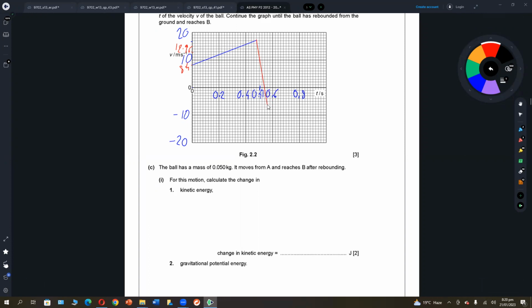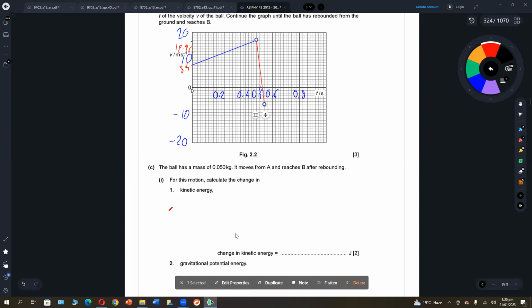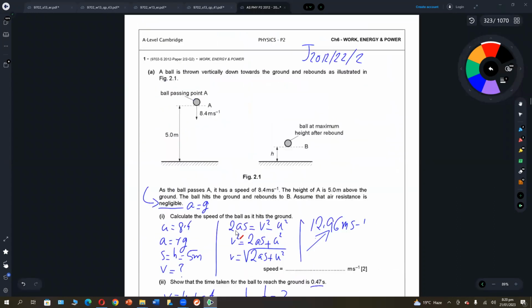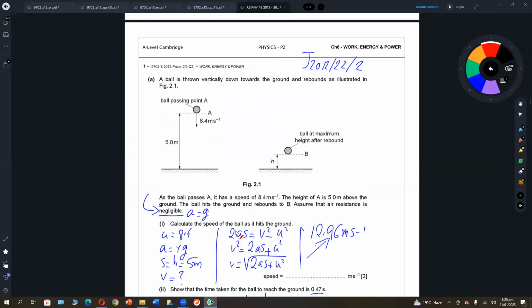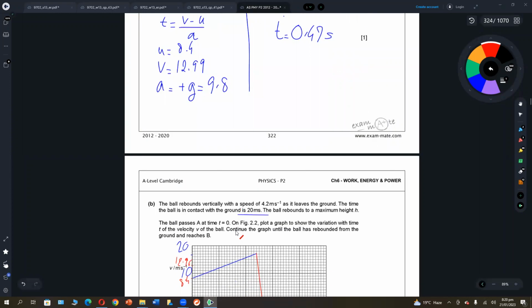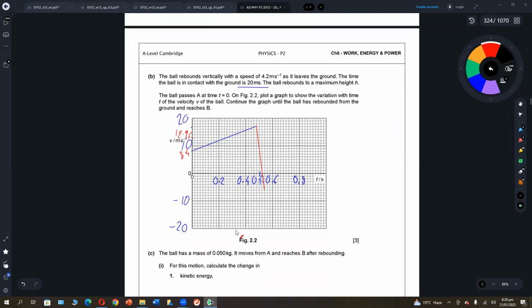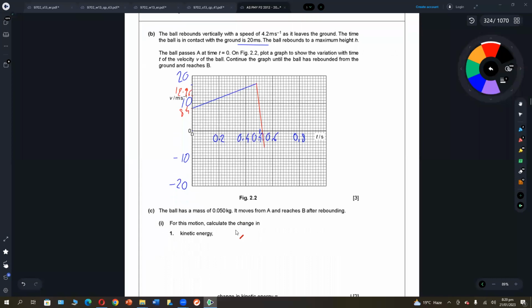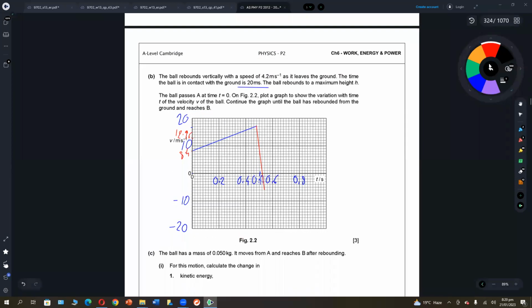Twenty millisecond is a very small number. 20 upon 1000, if you do, you will get a very small number. So you bring it a little bit to here. We don't know how far the rebound went, because he has given the height as h. It looks like it did not go very high, so that is why we reduced the distance on the return. Now we move forward.